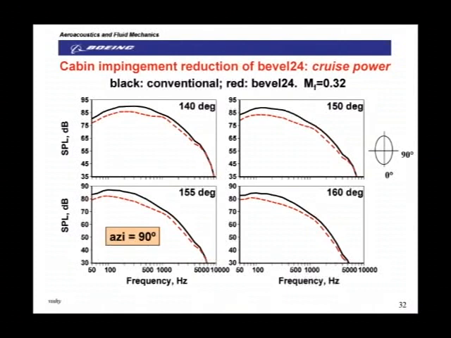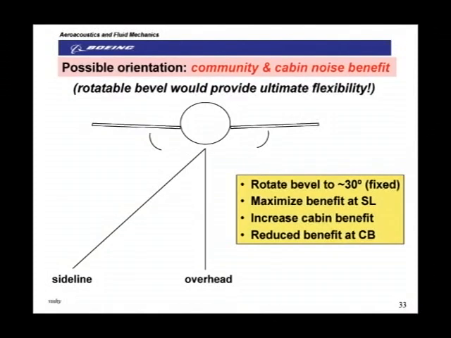Now, for cabin noise, given the engine location, you should be looking at a 90-degree azimuthal angle. And this is a typical cruise power. Black is the conventional nozzle, and red is the bevel 24. I've only picked the angles at the very back of the plane: 140, 150, 155, and 160. Again, you get a tremendous amount of noise reduction, of the order of 3 to 4 dB in overall sound pressure levels. This is, again, cabin impingement noise. Some of that gets transmitted into the cabin. We don't know how much.